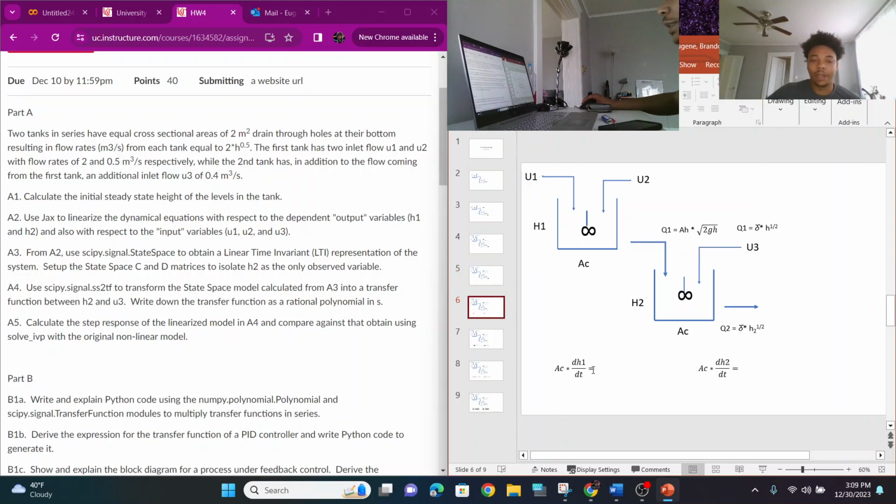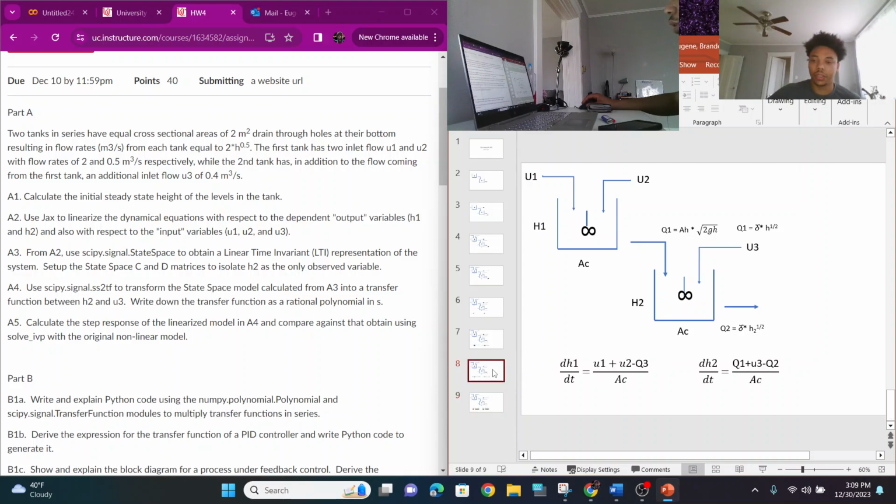And now we're going to set up our differential equation, which is going to be equal to the cross-sectional area times the height, which is our volume. And our volume is going to be made up of the different flow rates going in. For tank 1, it's U1 and U2, and for tank 2, it's Q1 and U3, as you see. And then we're going to be subtracting what's coming out of our tanks, which is going to be minus Q1 and minus Q2.